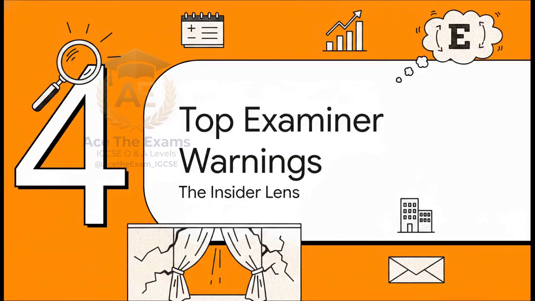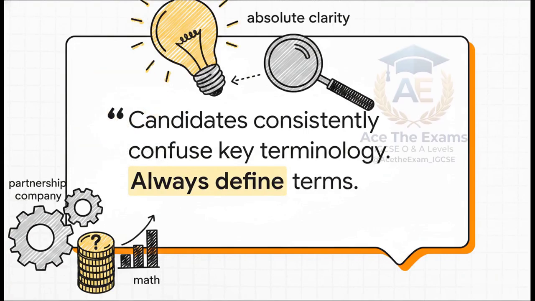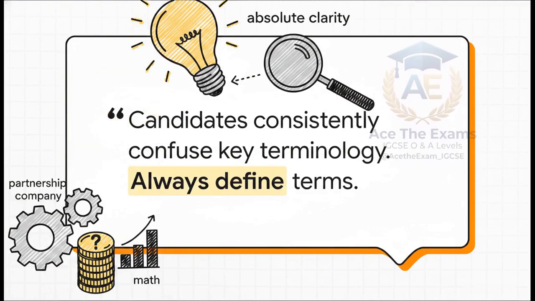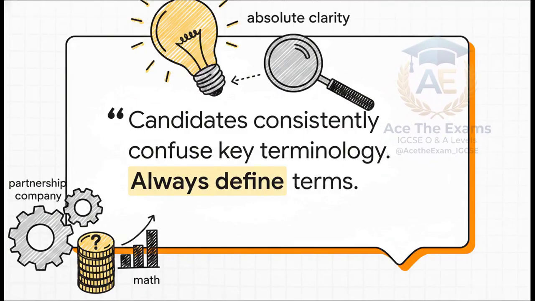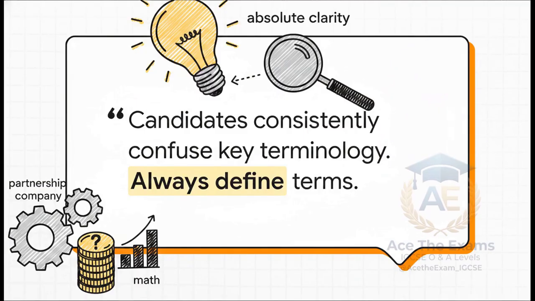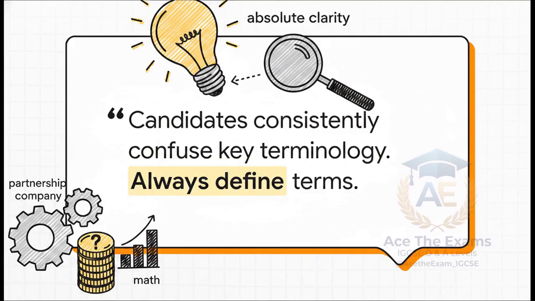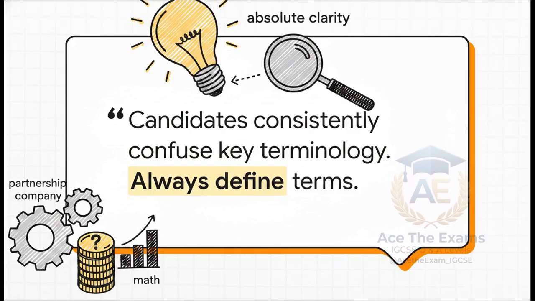Section 4, Top Examiner Warnings, the Insider Lens. We are going to break down the fourth wall right now and look directly at what Cambridge principal examiners are officially reporting about student performance in this exact topic. Let's move to this quote and see how everything we've discussed builds to this point. This is the ultimate insider warning, pulled straight from the source.